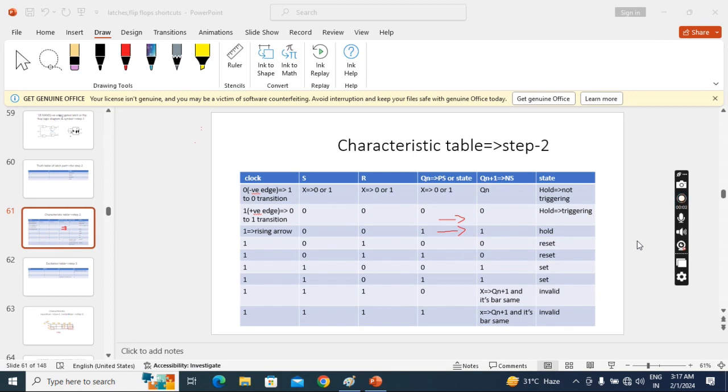In this lecture, we'll discuss the drawback of SR flip-flop. The drawback is when we apply S equal to 1 and R equal to 1 and the clock is asserted, we will get an invalid output. Qn+1 and Qn+1 bar both become the same. Both outputs should be complementary, no? So it is violating that rule. That's why the invalid or unused condition is the drawback of SR flip-flop. To overcome this, we went to the JK flip-flop.